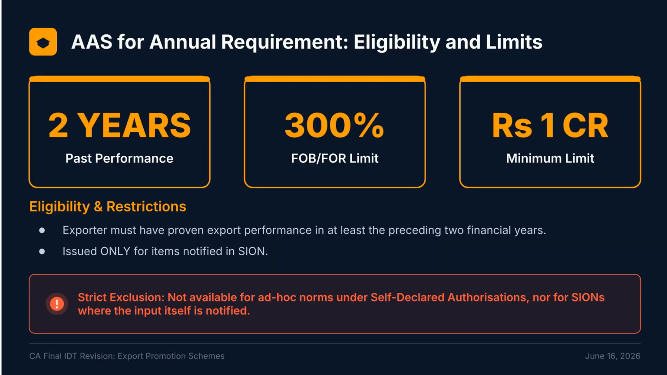The CIF value of imports allowed can be up to 300% of the FOB or FOR value of exports in the preceding financial year, or 1 crore rupees, whichever is higher. Remember the magic numbers: 2 years, 300%, and 1 crore.